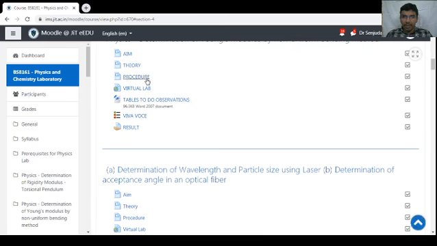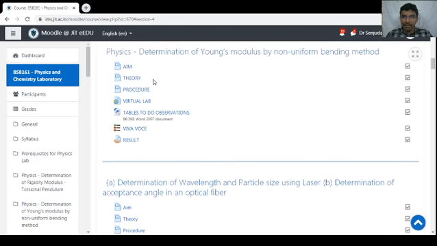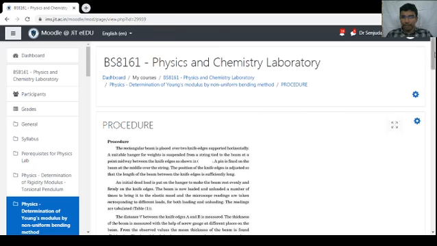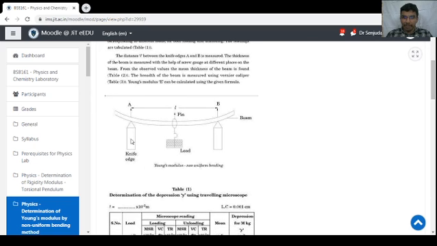In this experiment, the theory has already been discussed in our theoretical part. Straight away we will go for the procedure. See, this is your experimental setup. You are arranging the knife edges at the two ends marked A and B. The distance between the two knife edges is denoted by L. You are fixing the pin and load over here.